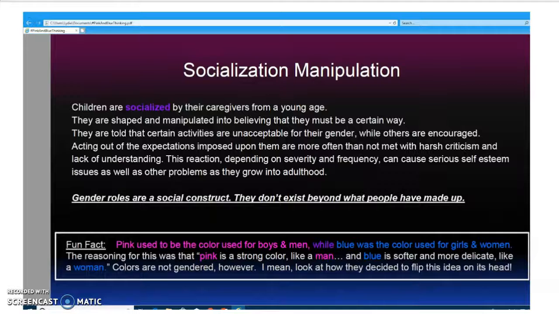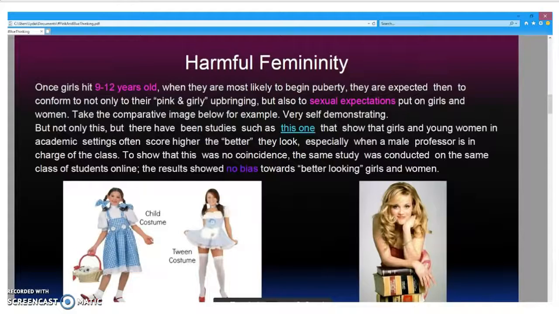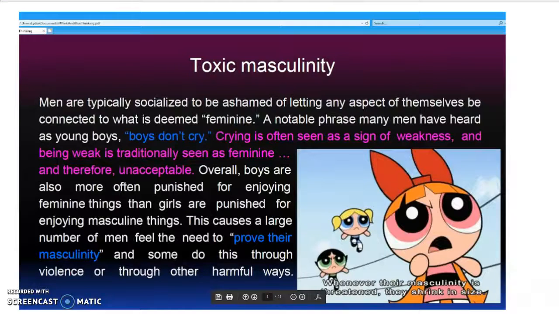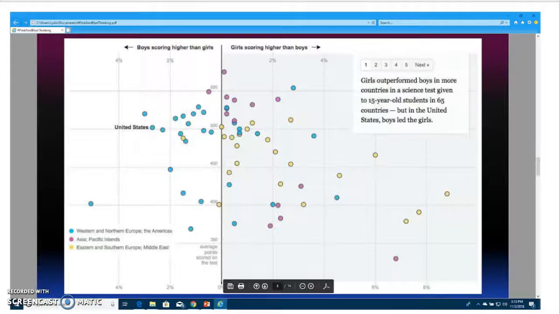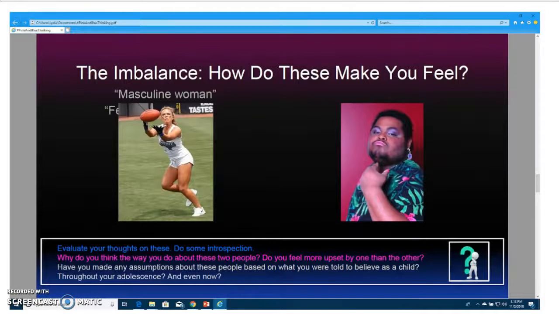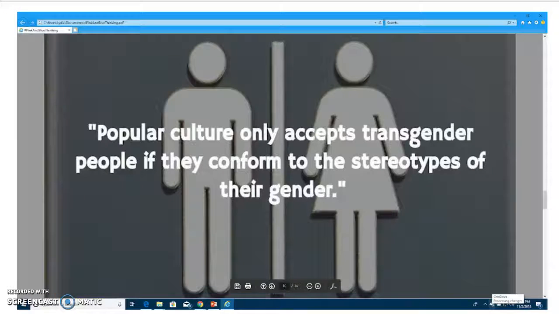Then they introduced students to some research on the issue. So they talked about socialization manipulation, they talked about harmful femininity, and they talked about toxic masculinity. So they looked at the issue from both sides. Then they started to go into, again, what I talked about, STEM fields. So why are there not as many girls in the STEM fields? So they included some really good research about that. And then they sparked a really good debate in class about how students feel about these two images. So they showed these two images to class, and we had a good discussion about that.